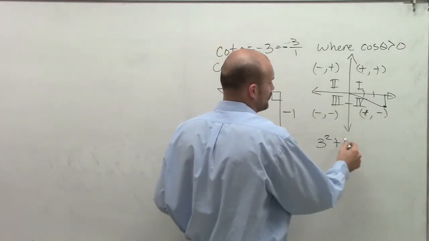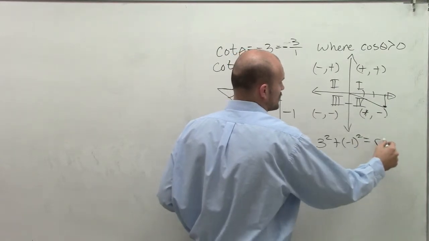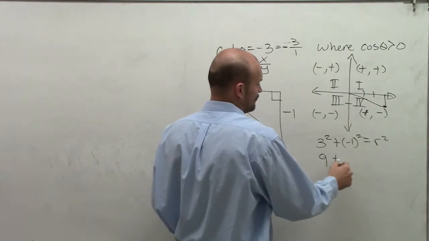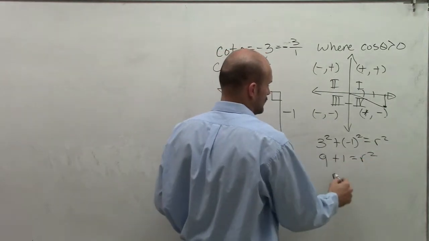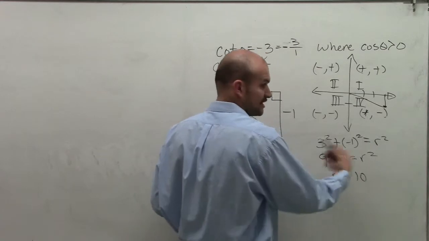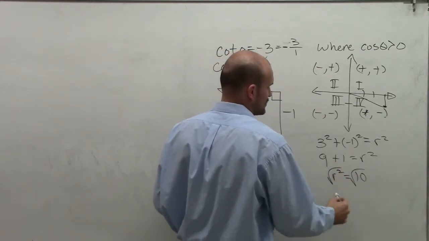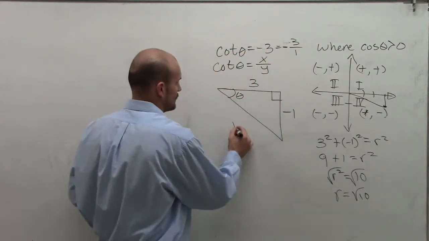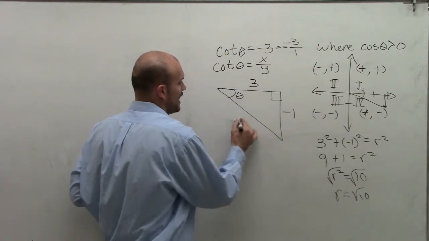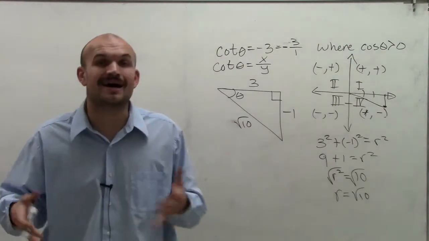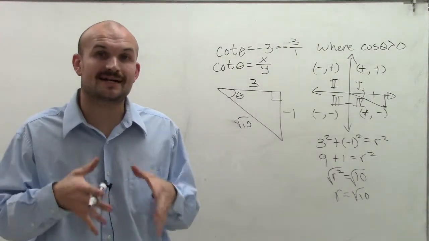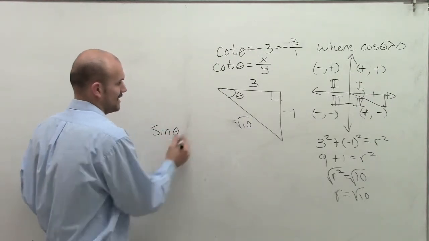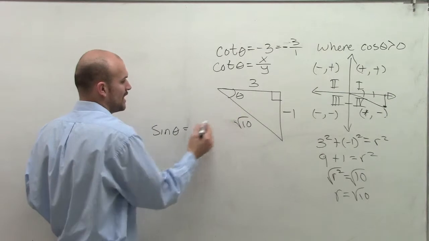So I'll do 3 squared plus -1 squared equals r squared, which is going to represent our hypotenuse. So I have 9 plus 1 equals r squared equals 10. I'm just going to flip those around. Square root, that means r equals the square root of 10. So now, since I have all the sides of my triangle, I can evaluate my trigonometric functions. The first one we're going to do is the sine of theta, which represents the opposite over the hypotenuse.